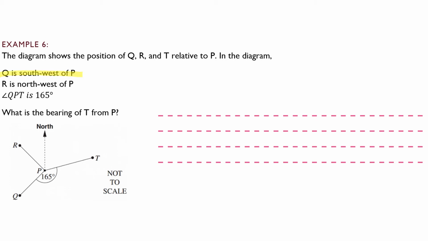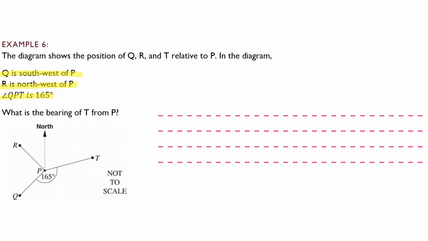Q is south of P. R is northwest of P. And angle QPT is 165 degrees. So let's have a look at that. Q is southwest of P.